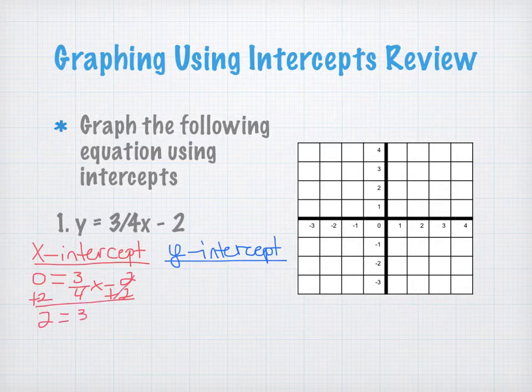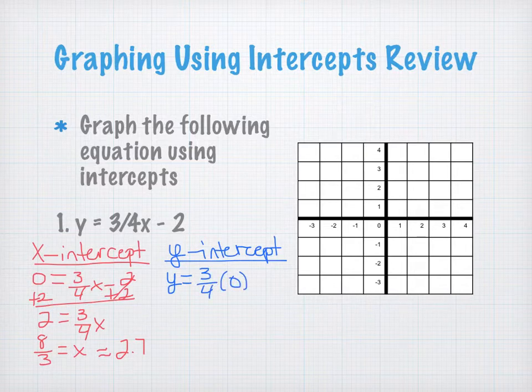2 equals 3/4 x. Now to solve for x here, we're going to multiply both sides by 4/3, which I get 8/3. And that's a decimal, it doesn't terminate, but for our graphing purposes, we're going to say it's about 2.7. So that's our x-intercept, where the line's going to cross the x-axis. Moving over to the y-intercept, we'll take our equation and plug 0 in for x, and then solve for y. And this side's a little easier. We get y equals -2.